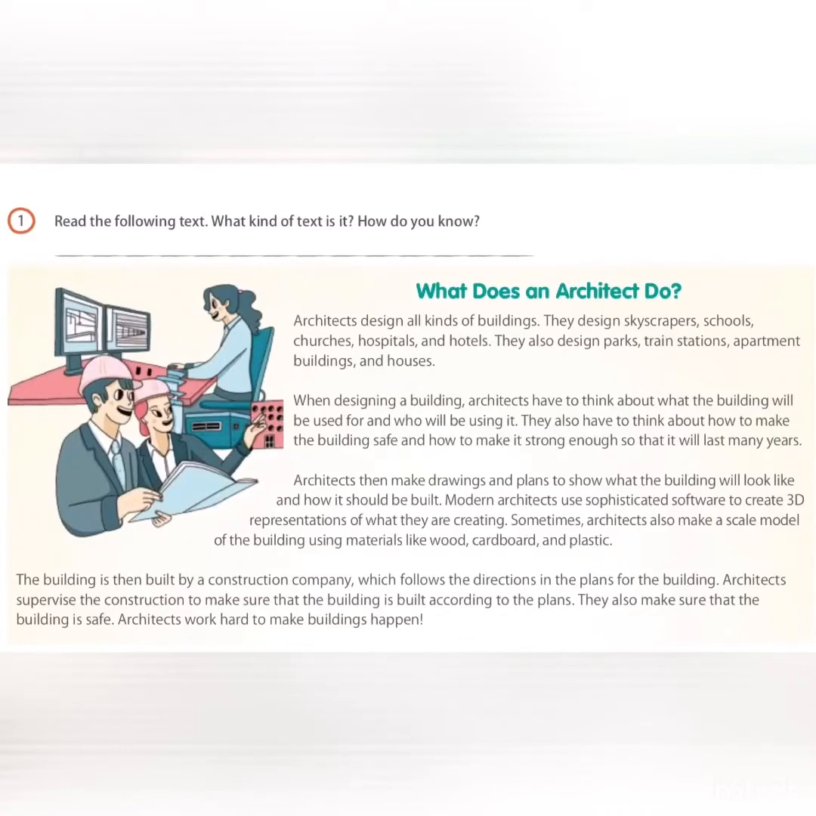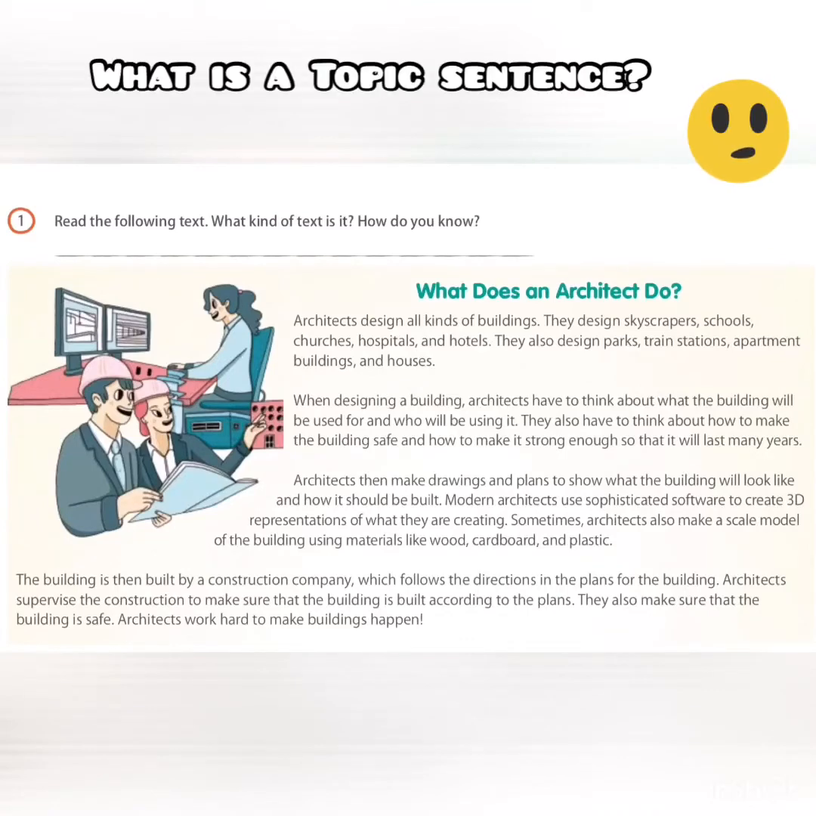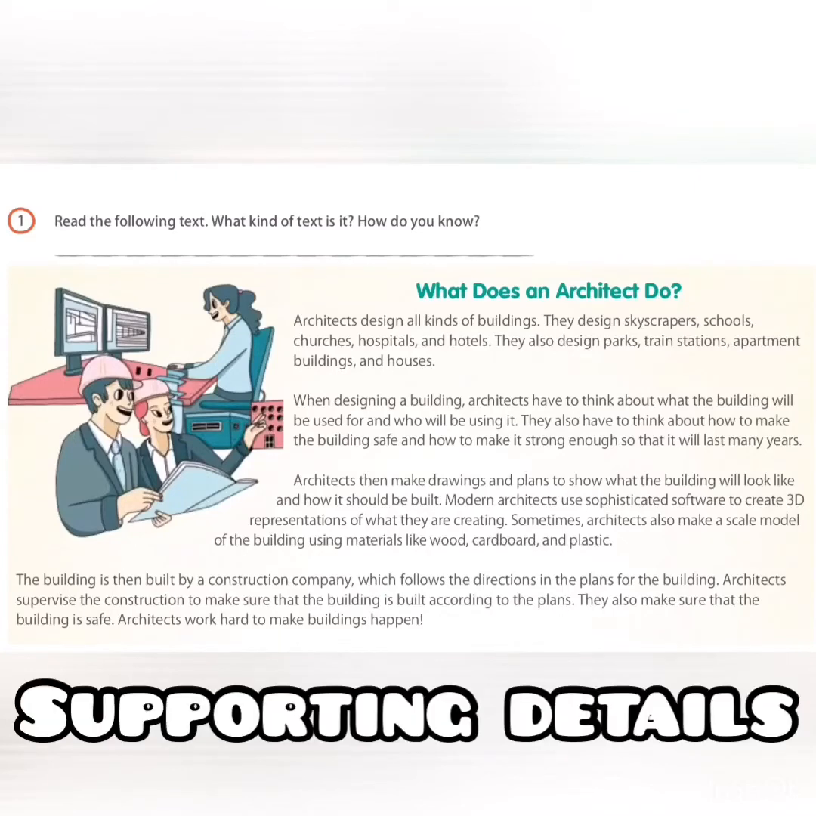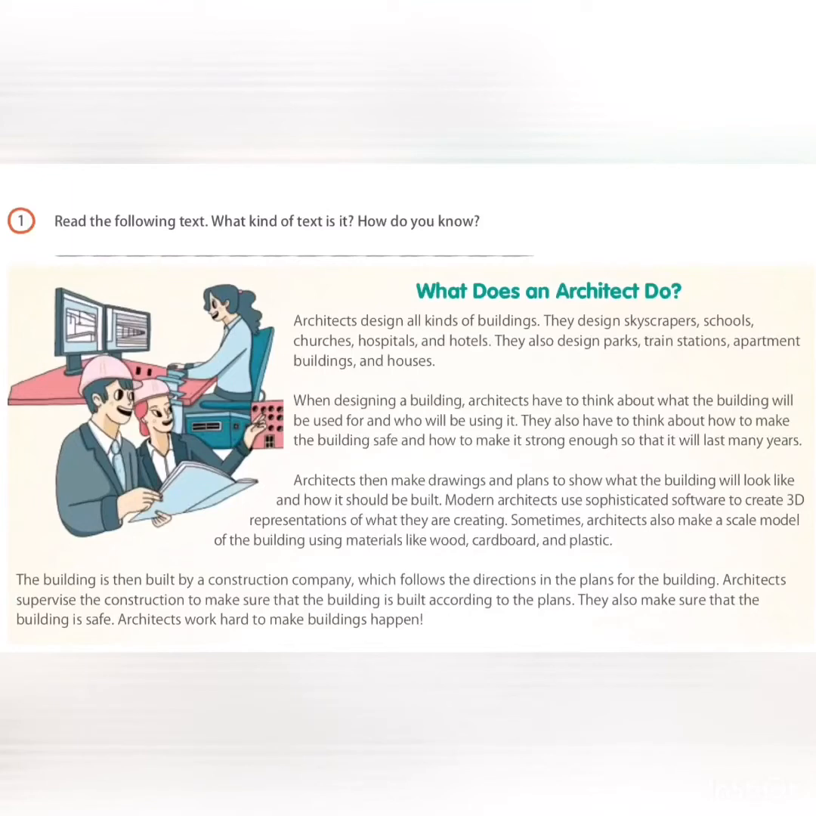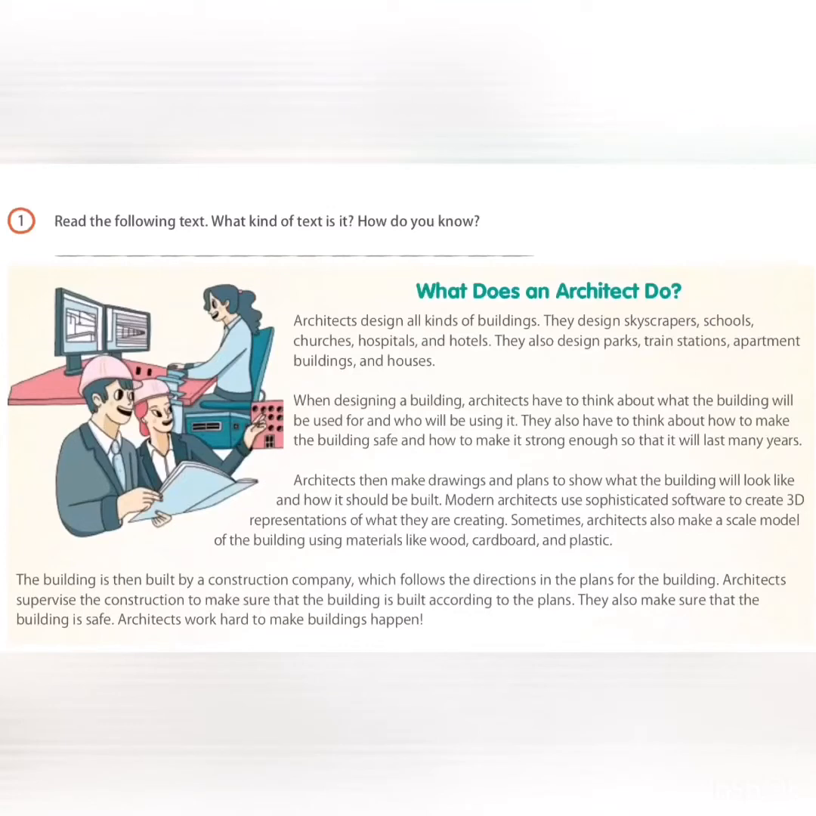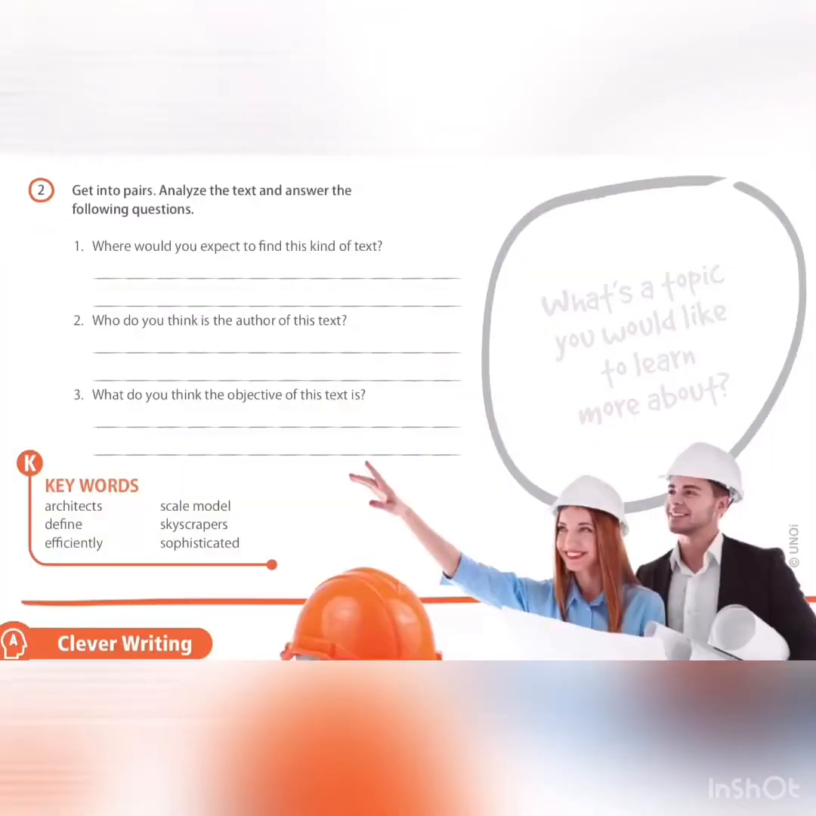Do you remember what a topic sentence is? Which are the supporting details? Well, using a highlighter, please identify them. Underline the topic sentence, the supporting details, and underline if there are examples or explanations, please. Then, in exercise 2, you're going to analyze the text and answer these questions.